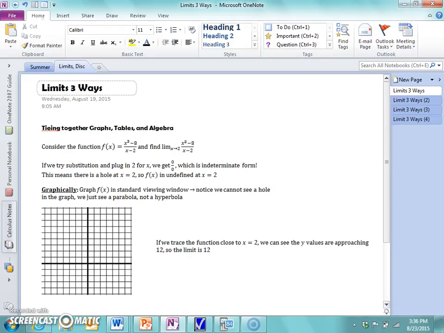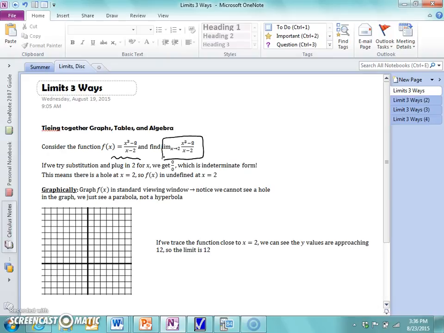We're going to take the function x cubed minus 8 all over x minus 2. Now this looks like a rational function because there's an x in the numerator and denominator. And what we're going to do is we're going to find the limit of it as x goes to 2. So we want to know what y value the function approaches when x approaches 2.